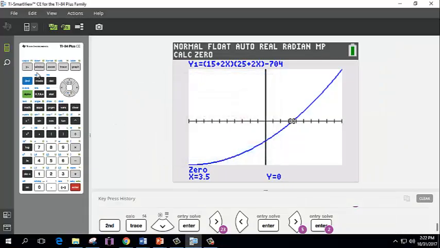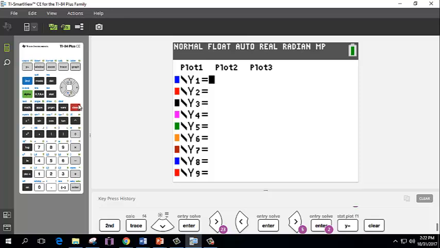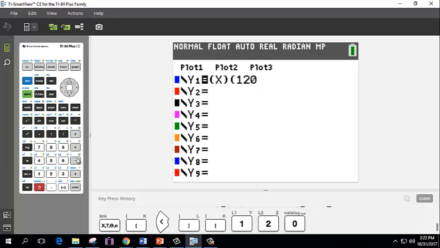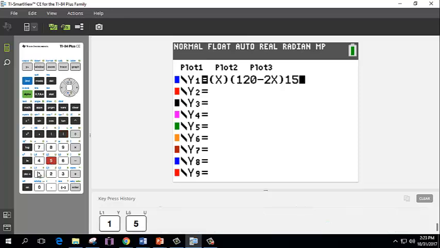So I'm going to delete this stuff here and do a new problem set. So we have our x times our 120 minus our two x's that we subtracted off from it. And then I subtract off the 1512. So that's the equation that we came up with in the previous part of this.